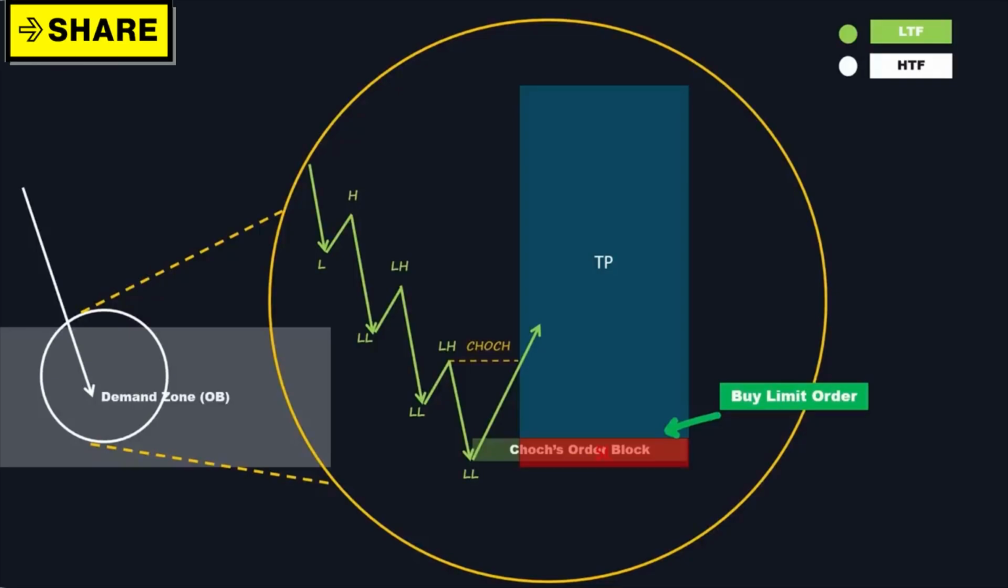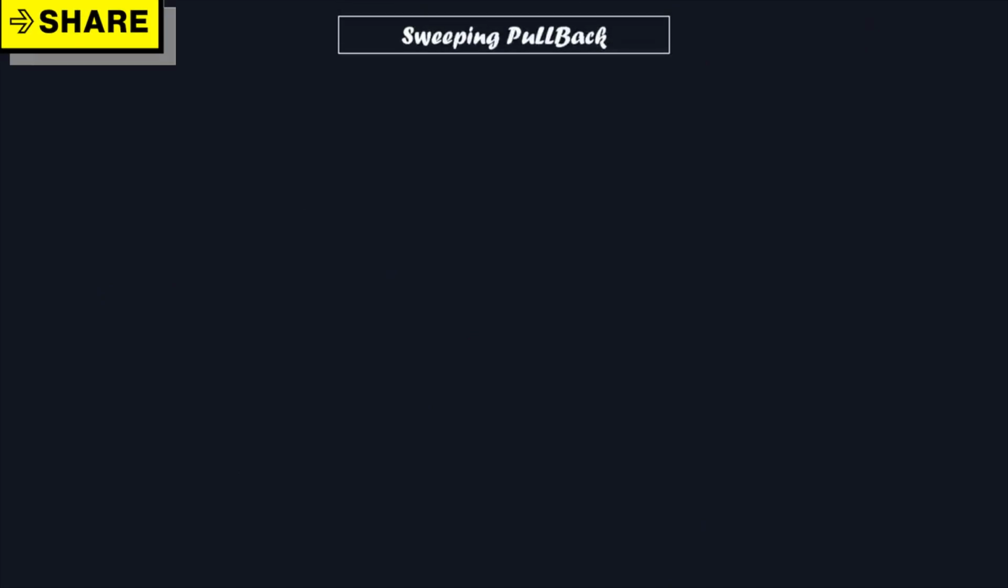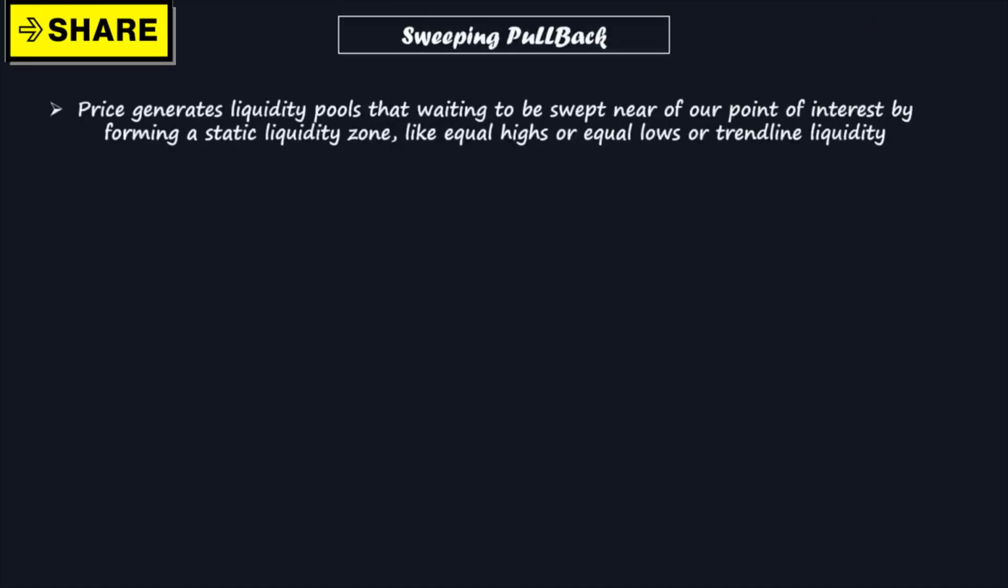Now let's proceed to the next pullback type, the sweeping model. In this type of pullback, price generates liquidity pools that are waiting to be swept near our point of interest by forming a static liquidity zone, like equal highs, equal lows, or trendline liquidity. Recognizing a liquidity sweep pattern before the price reaches our point of interest is crucial. This pattern confirms the strength of our supply or demand area.